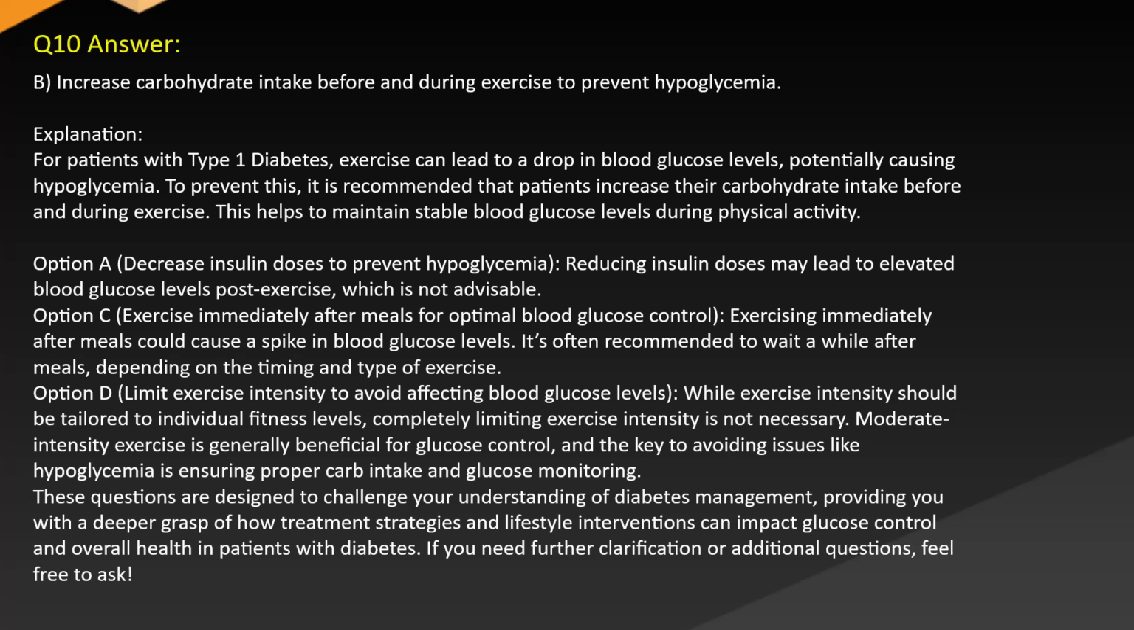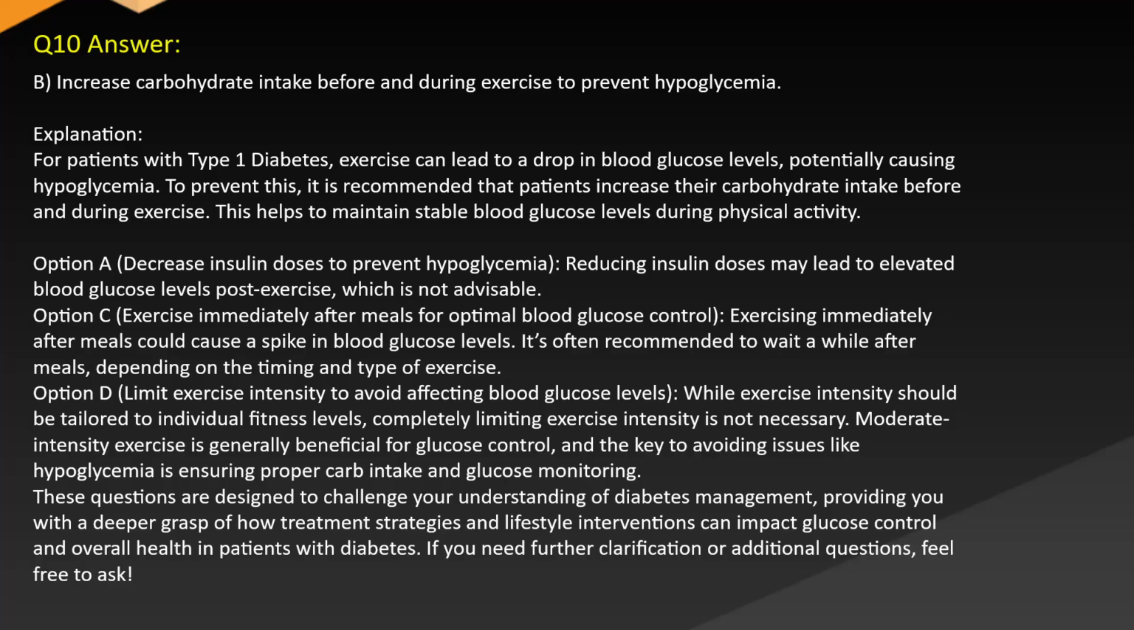Answer: B. Increase carbohydrate intake before and during exercise to prevent hypoglycemia. Explanation: for patients with type 1 diabetes, exercise can lead to a drop in blood glucose levels, potentially causing hypoglycemia. To prevent this, it is recommended that patients increase their carbohydrate intake before and during exercise. This helps to maintain stable blood glucose levels during physical activity.